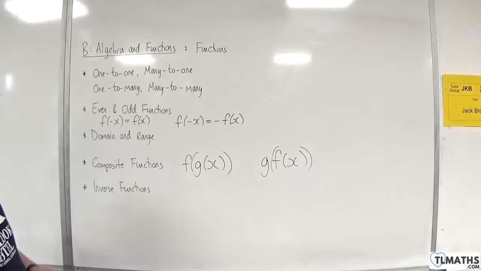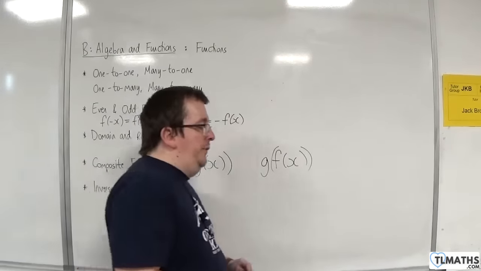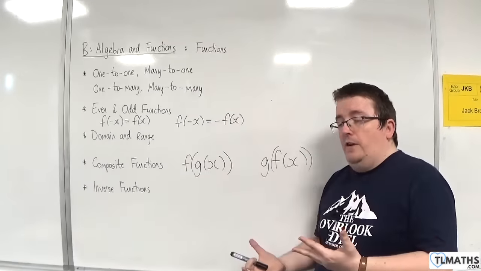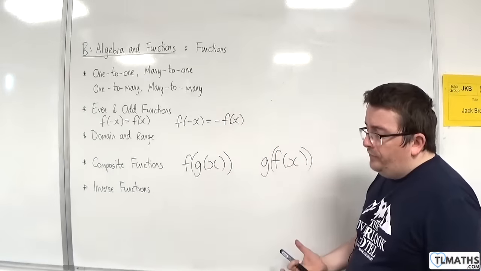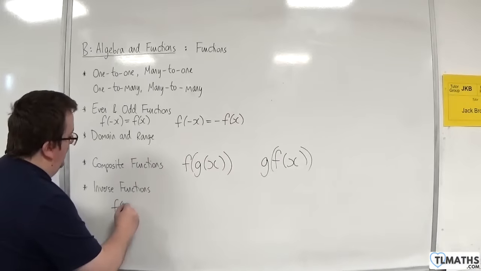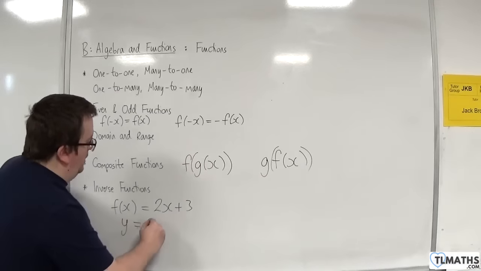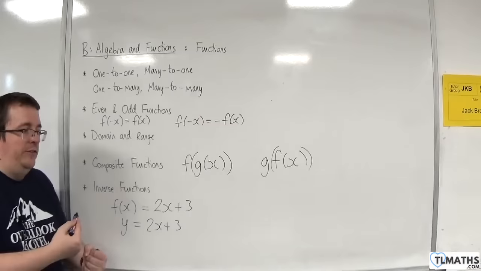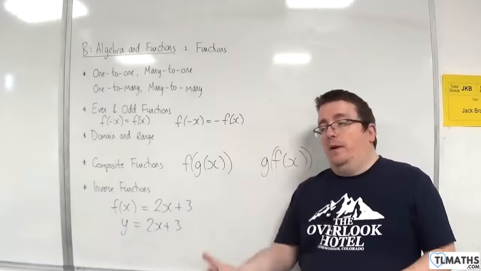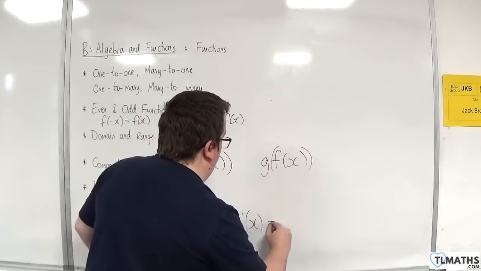Okay? And of course you can have f of x, g of x, etc. With inverse functions, you should be able to find the inverse function of a given function by going through the algebraic process. So if you've got, let's say, f of x is equal to, let's go with something basic, 2x plus 3, then you start off by putting y is equal to 2x plus 3, swapping the x's and y's, then rearranging to get y equals, and then you replace the y with f minus 1 of x equals.